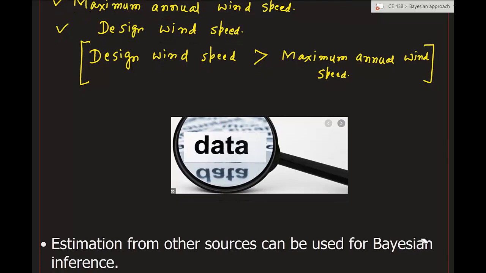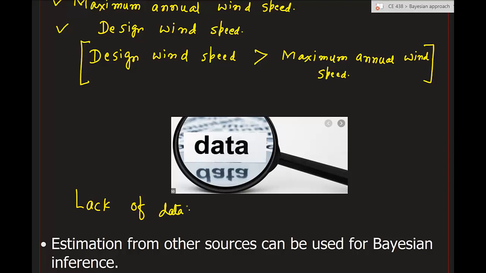But the problem is, when we are going to design a building in a new area, we don't have the data. So there is a lack of data in this case. For example, if I want to design a building in a certain city that is relatively new and we don't have the design wind speed data or annual wind speed data, then how can we come across the design wind speed? So lack of data is often the case.